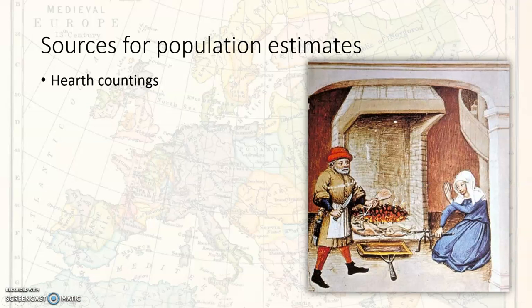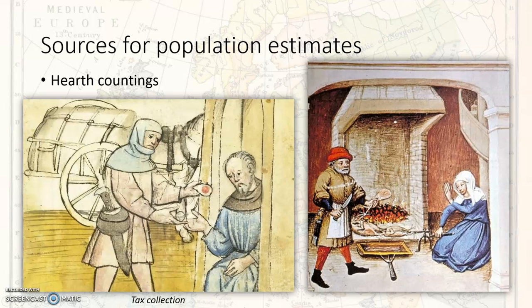Another source for population estimates are so-called hearth countings. A hearth or cooking fire was a central place of a household. For every household, taxes had to be paid, and that's why rulers counted hearths. When analyzing these lists and taking into account that about 5 people needed one hearth, historians can make an estimate of the number of people in a certain region.